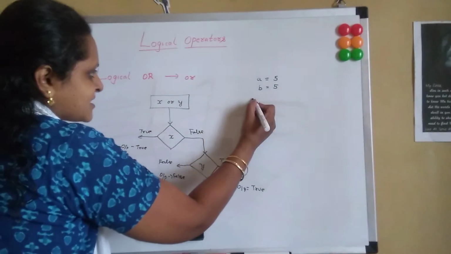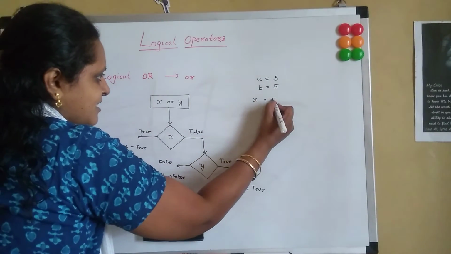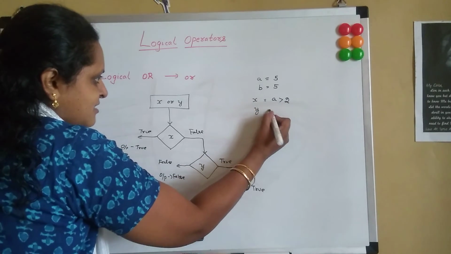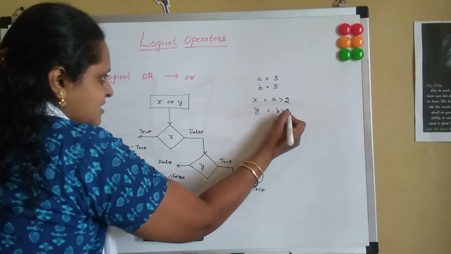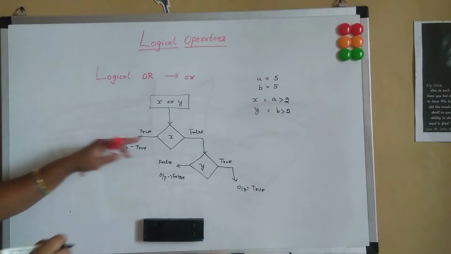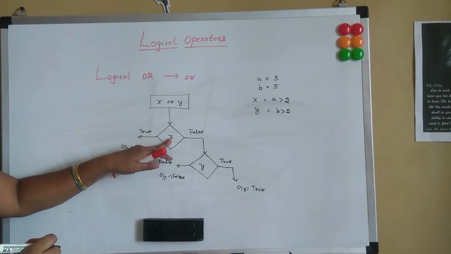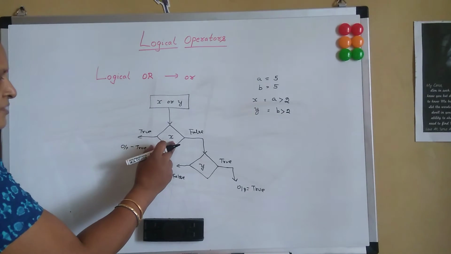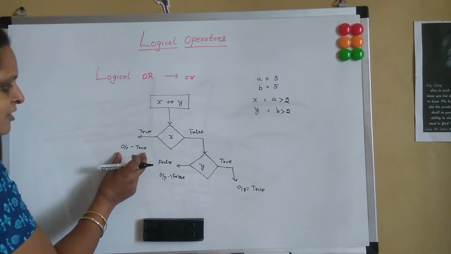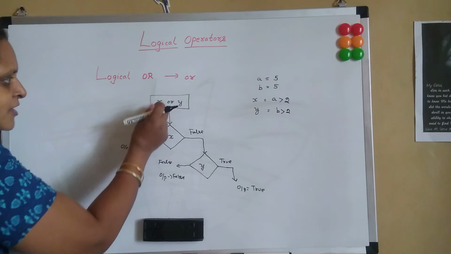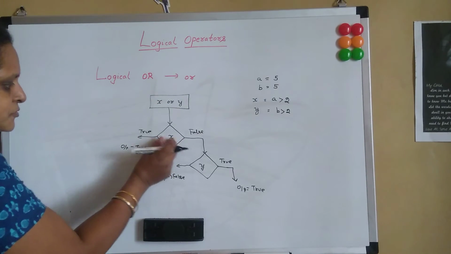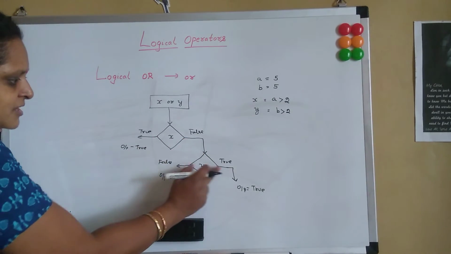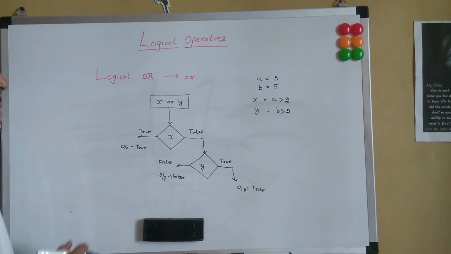So my X is a test expression where I take A greater than 2. Y is another test expression, B greater than 2. Initially, it will check for the X condition, A greater than 2. A is greater than 2, so it will return the final output as true. If one of the conditions turns out to be true, the output becomes true. So it won't check for the remaining conditions.